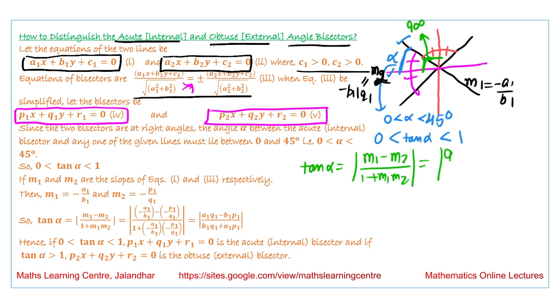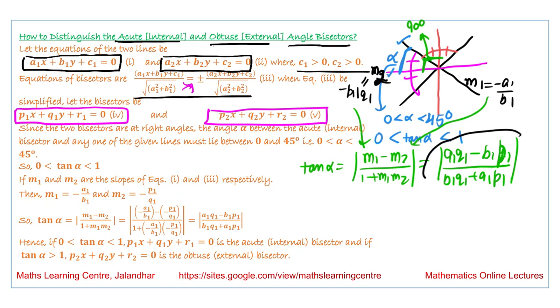which is equal to mod of a1 q1 minus b1 p1, after we substitute these values, divided by b1 q1 plus a1 p1. If the value we have calculated lies between 0 and 1, then this angle bisector is the bisector between the acute angles, and the second bisector will be the angle bisector between the obtuse angles.